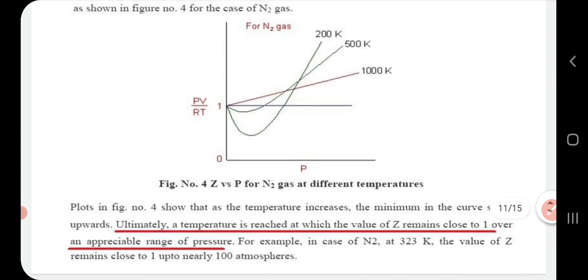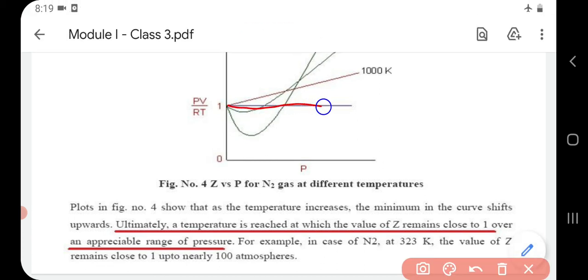So this figure is once again drawn. It is already explained, but let us see it once again. As temperature increases, the minimum in the curve shifts upwards. Ultimately, a temperature is reached at which Z is close to 1 over an appreciable range of pressure. For example, in case of nitrogen at 323 Kelvin, the value of Z remains close to 1 up to nearly 100 atmospheres. So, this is the ideal gas behavior at 1.